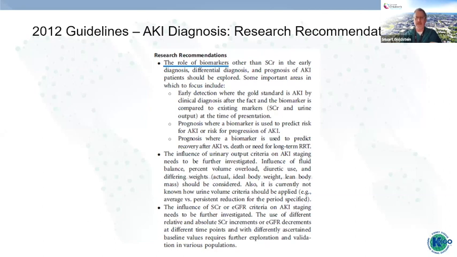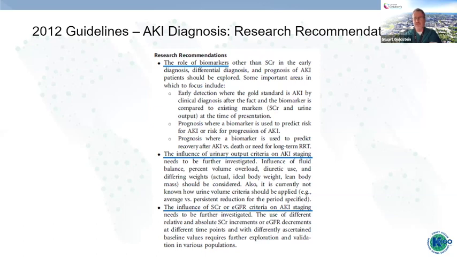have structural AKI. There was a research recommendation to look at the influence of urine output criteria on AKI staging and outcomes, because it's much easier in these large databases to extract serum creatinine criteria from electronic health records and even from paper records, because they are discrete variables, whereas urine output often is not reliably collected. And then assessing the influence of serum creatinine on AKI staging and outcomes.